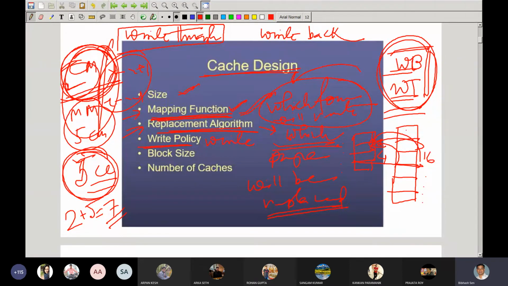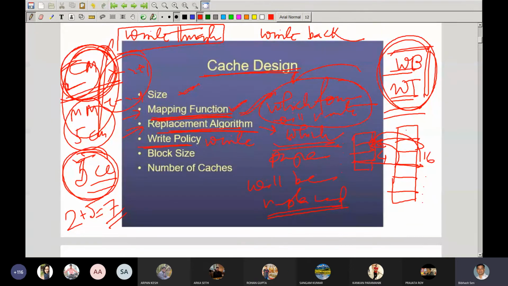What is the worst case? You retain the cache and after reading the cache, you are immediately replacing the pages. Only in that case this will happen. Otherwise, write back has more advantage. True or false? Yes, sir. Because we can avoid multiple main memory accesses.